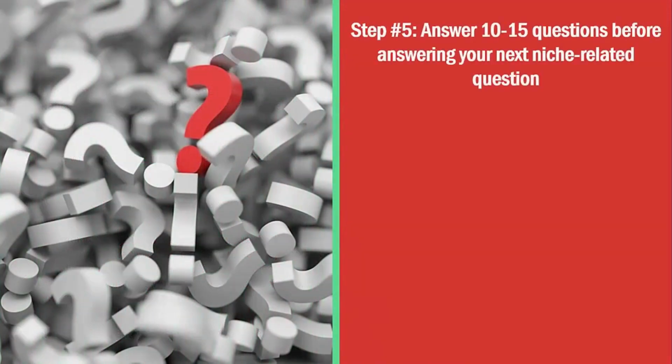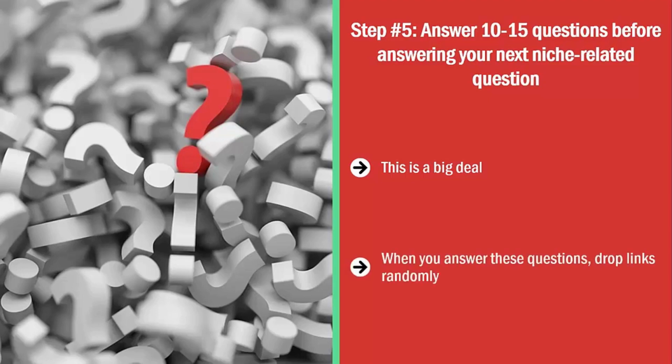Step number 5. Answer 10 to 15 questions before answering your next niche-related question. This is a big deal. You can't just answer only questions related to your niche. You're going to be too obvious when you do that. I suggest that you answer 10 to 15 other unrelated questions in a wide range of unrelated niches.